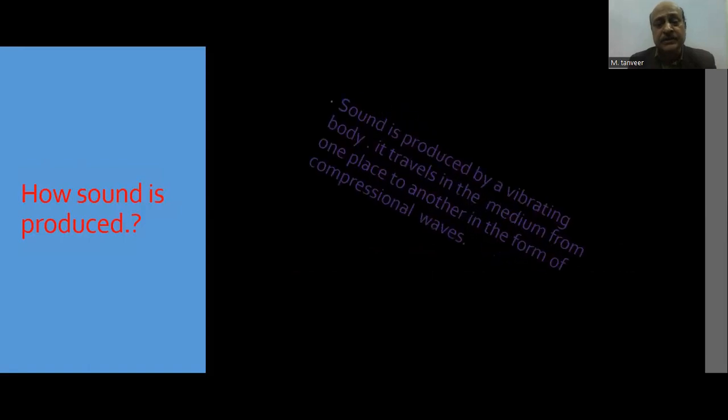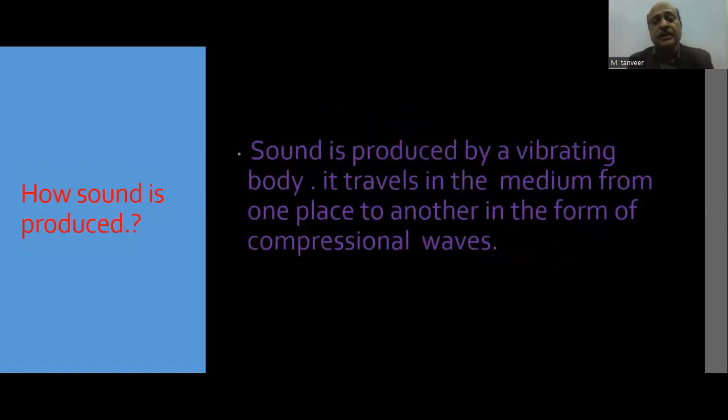How is sound produced? Sound is produced when a body vibrates. Whenever any surface vibrates, then sound is produced. Sound is produced by a vibrating body. It travels in the medium from one place to another in the form of compressional wave.